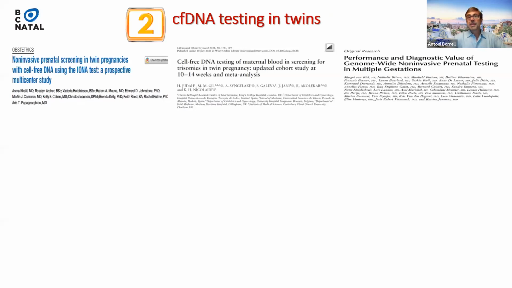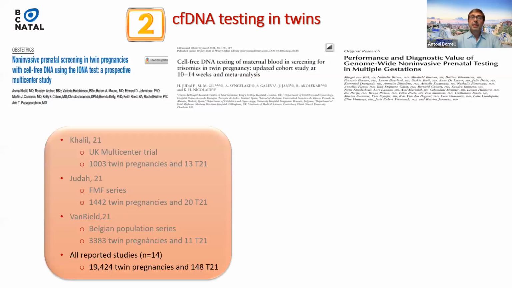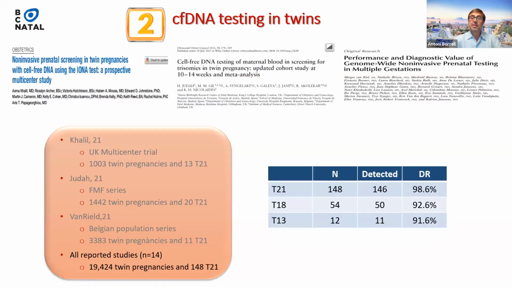Let's move to the second point. How is cell-free DNA working in specific types of pregnancy, such as twin pregnancies? This year, surprisingly, 3 meta-analyses have appeared on how cell-free DNA is performing in twin pregnancies. If we add all the reported studies together with the 3 meta-analyses, we got 19,000 twin pregnancies with 148 trisomies 21. And here are the detection rates achieved.